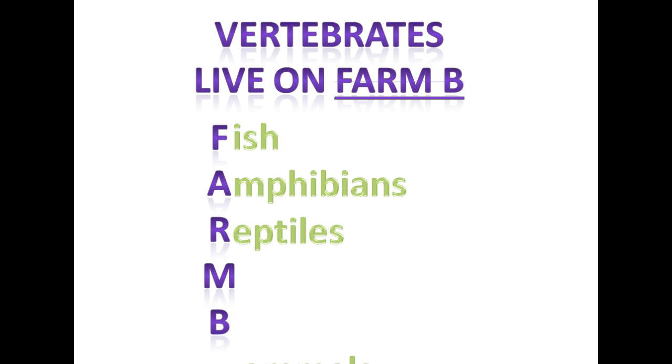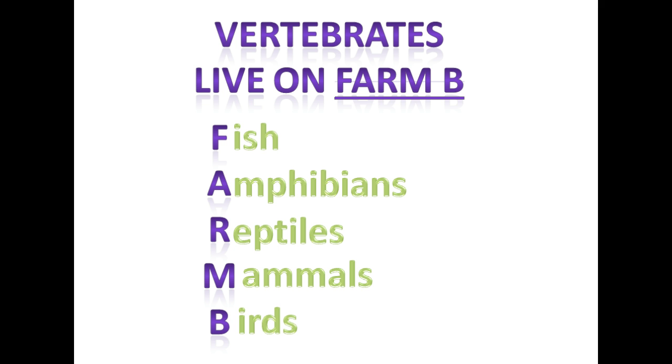And the trick to remember the vertebrate animals, because you do have to memorize all 5 of them, is the trick that says vertebrates live on farm B. Mrs. Leslie came up with this one. So, farm B would first be fish, amphibians, reptiles, mammals, and birds. So, vertebrates live on farm B.